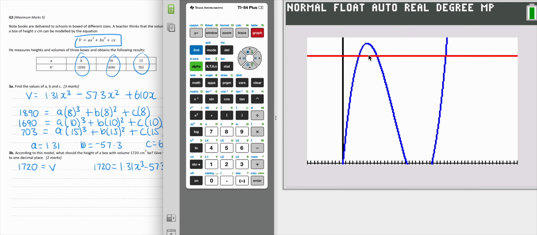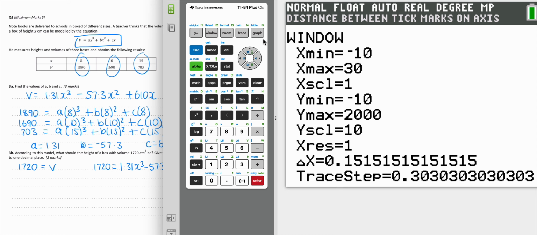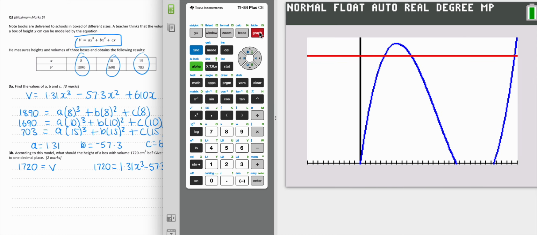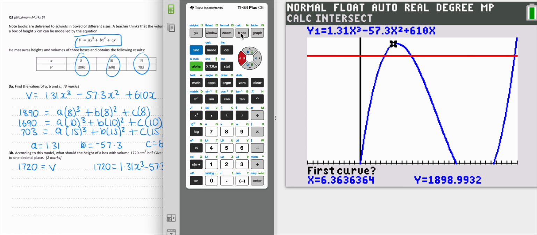And now we can see that we have 3 solutions. If we had had our window set to 30, for example, this would be the problem. You might have only seen 2 solutions, not 3. And that's why we should always extend the window wider so that we know we've got all the solutions and there aren't any hidden anywhere. So we can go second function, trace, intersection. I'm going to just do them in order.